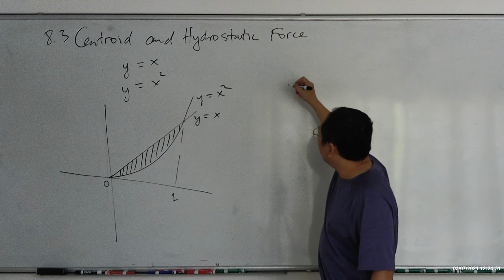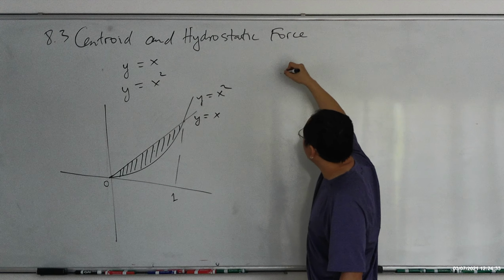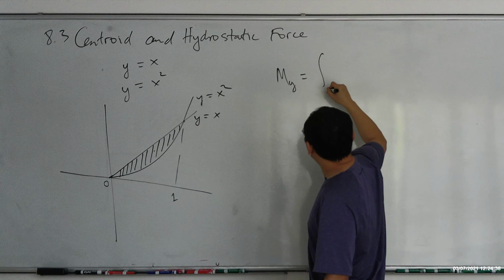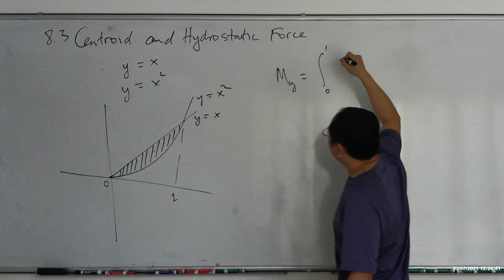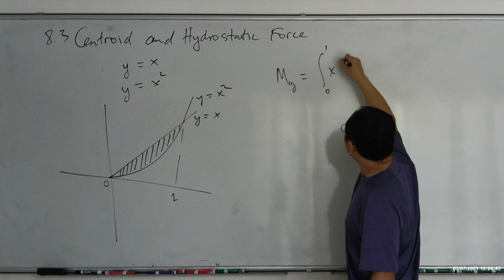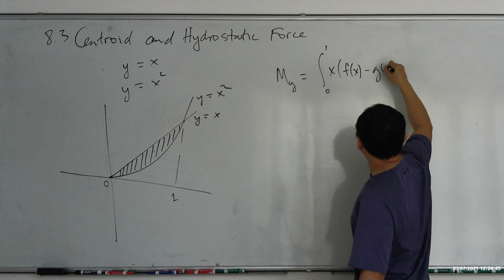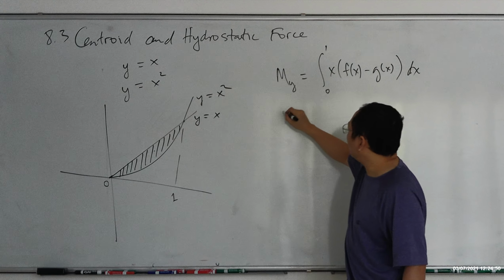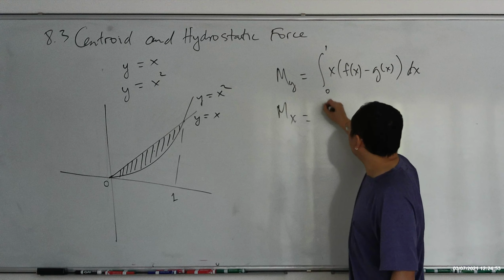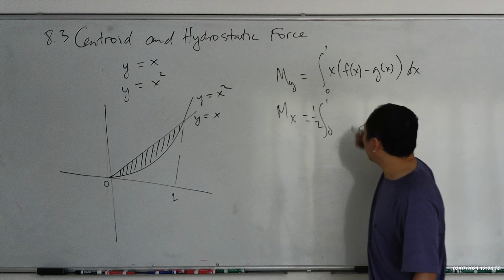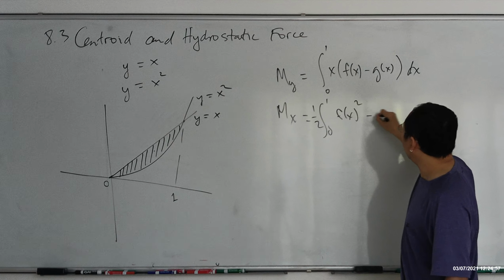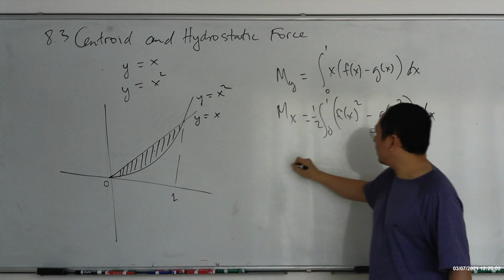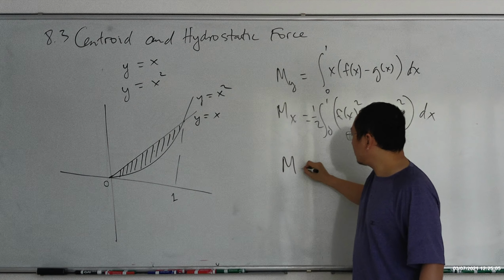So, we have to calculate three integrals. The first one is called My, which is the integral from 0 to 1 of x times f of x minus g of x dx. And then we're going to calculate Mx, which is the integral from 0 to 1, 1/2 outside, f of x squared minus g of x squared dx. And then we're going to calculate the last one, m.